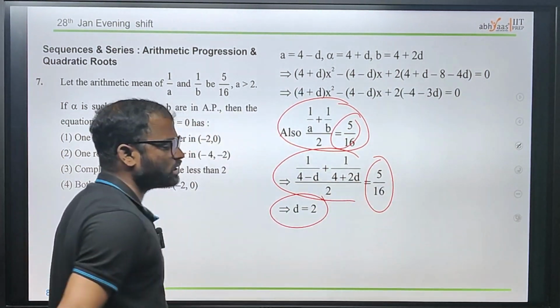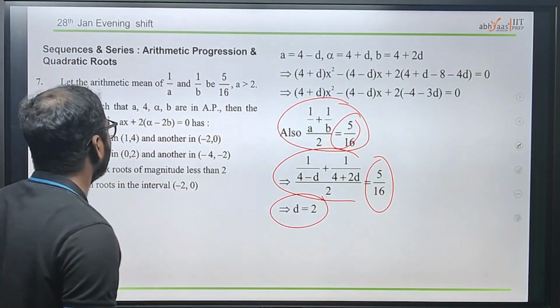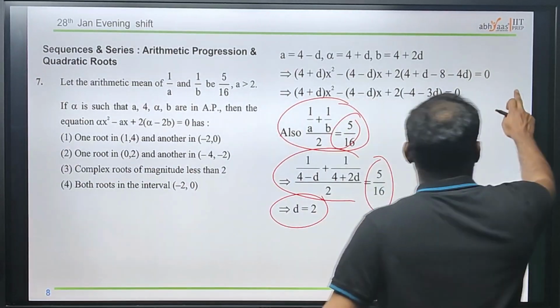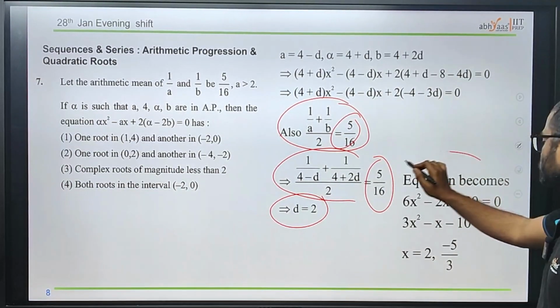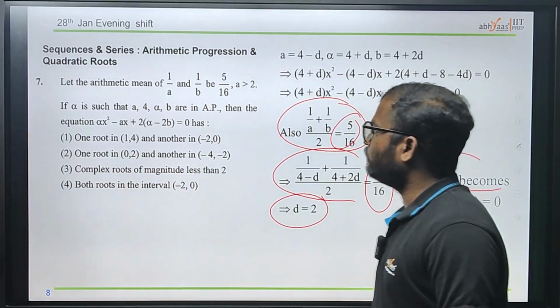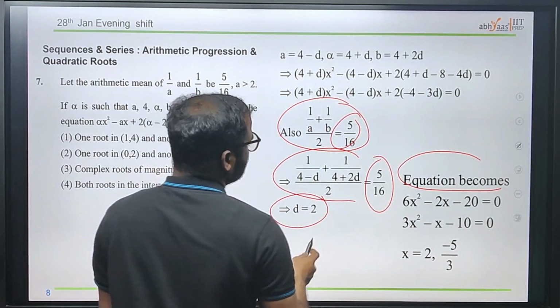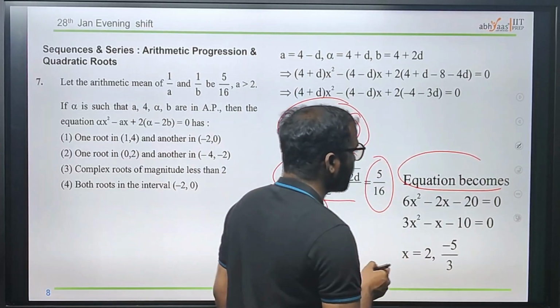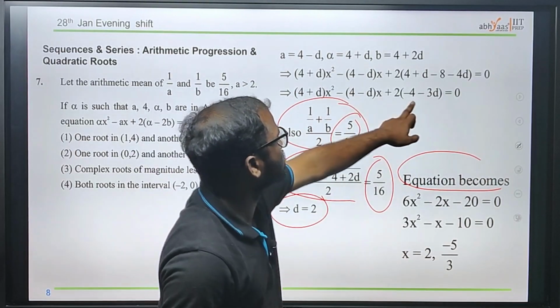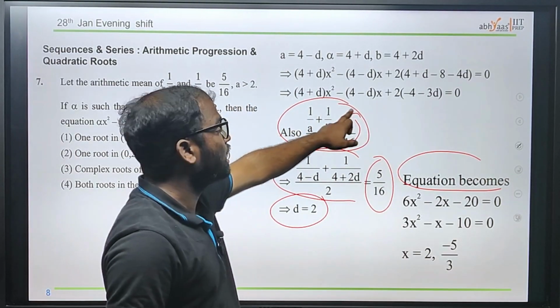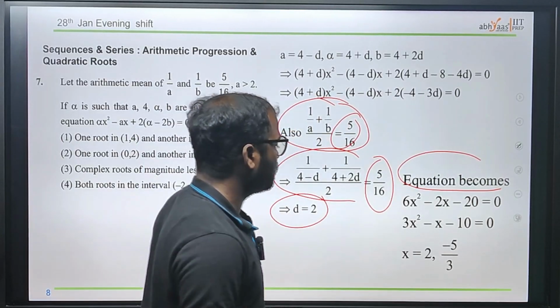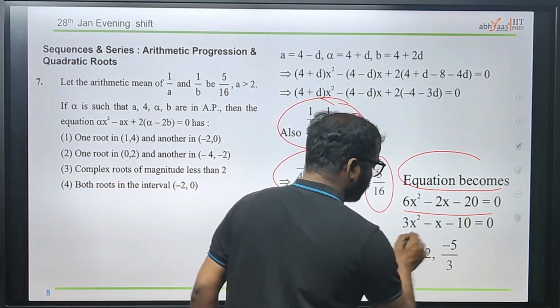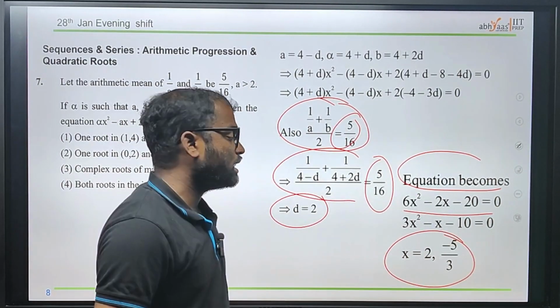Now, doing the simplification, we get d as 2. Therefore we got the d value, that is, the common difference. Now substituting this d value in the equation, we get this type of situation. Therefore the x value became 2 comma minus 5/3.